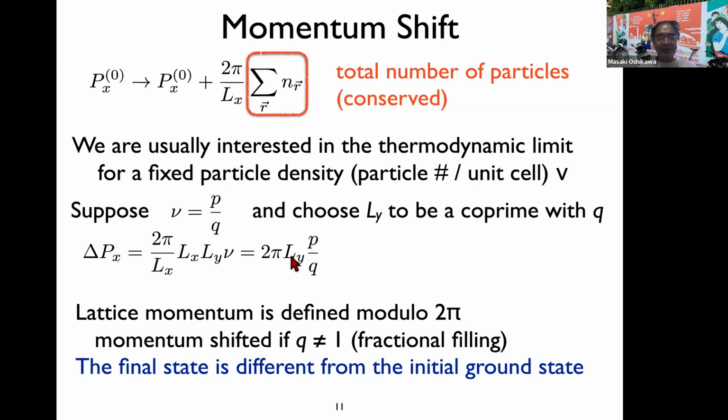So we can choose this Ly freely. This is a bit tricky part. But if we choose this Ly to be co-prime with this Q, where Q is the denominator of this particle density, the particle number per unit cell, then we have a non-trivial momentum shift that is a fraction of 2 pi. If the momentum is shifted by 2 pi times an integer, then we cannot distinguish this momentum. But if nu is not an integer, some fraction, and if I choose Ly to be co-prime with this denominator Q, then we can say that we got a non-trivial momentum shift. Which tells us that after adiabatic flux insertion and the large gauge transformation, the final state must have a different momentum compared to the initial ground state where you started.